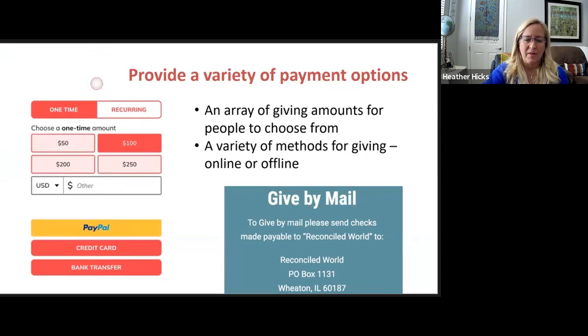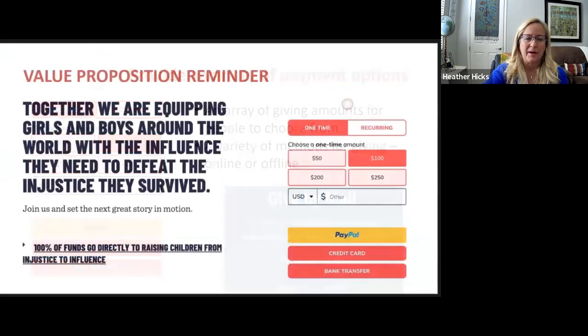So you want to have all that information available on your donation form so that people can do that. Or even some of them are on your giving page, like your mail-in options. It's always good to have a value proposition reminder, if you can, next to your giving form.